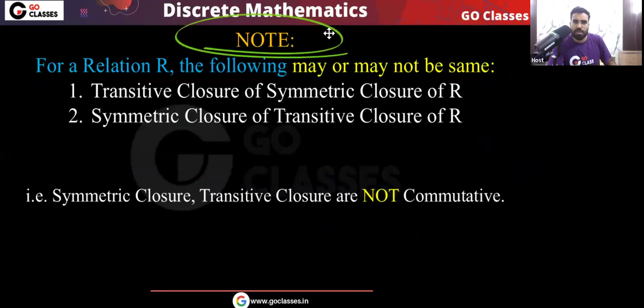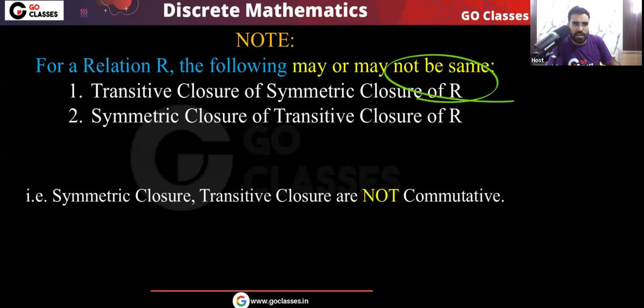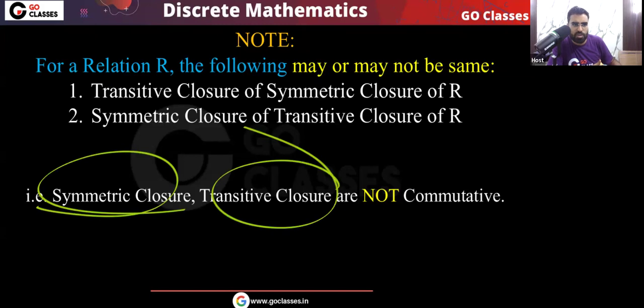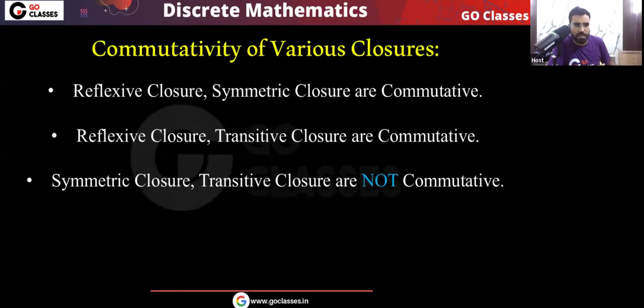Let's see a note. For a relation R, the following may or may not be the same: first you find the symmetric closure, then the transitive closure, or first you find the transitive closure, then the symmetric closure. These two may or may not be the same. It means that symmetric closure and transitive closure are not commutative. Very simple. This is the final conclusion.